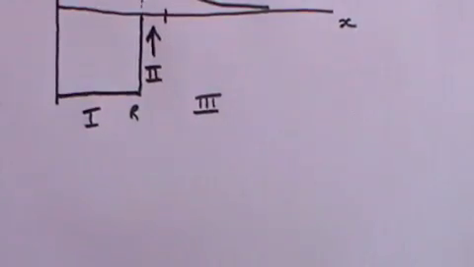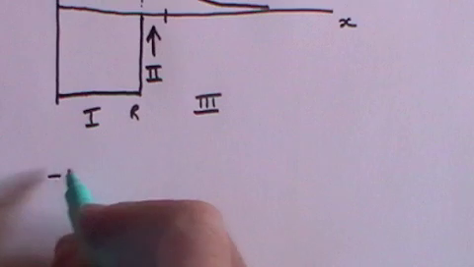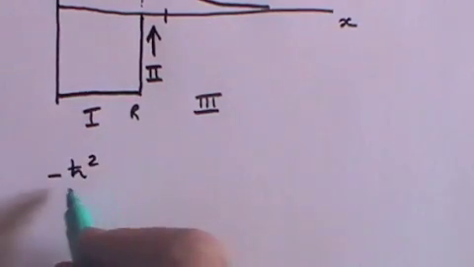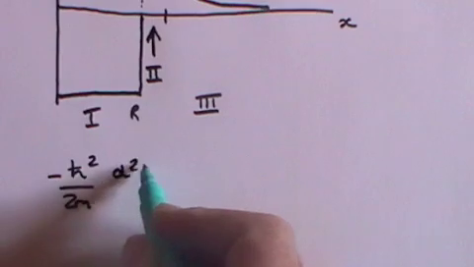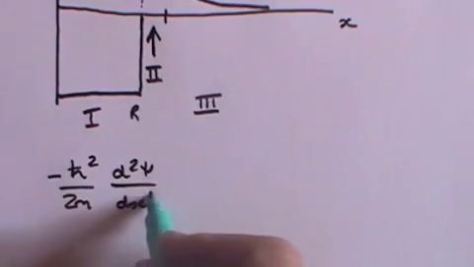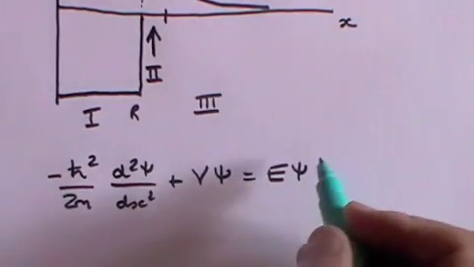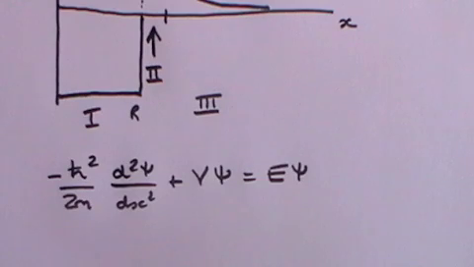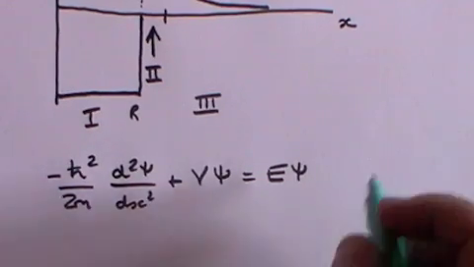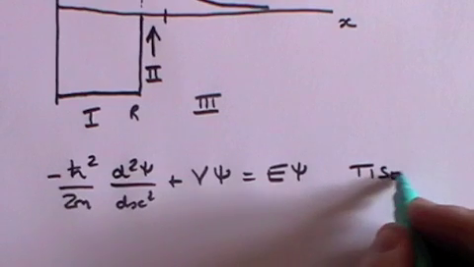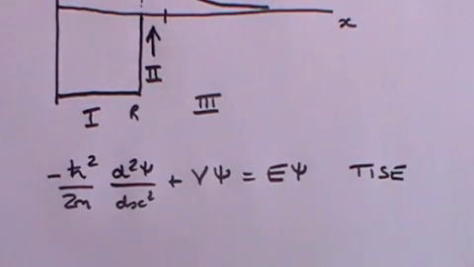So let's just remind ourselves of the time-independent Schrödinger equation, which is minus h bar squared over 2m d2 psi by dx squared plus V psi equals E psi, where psi is the wave function, representing in this case the alpha particle, and that's the time-independent Schrödinger equation.